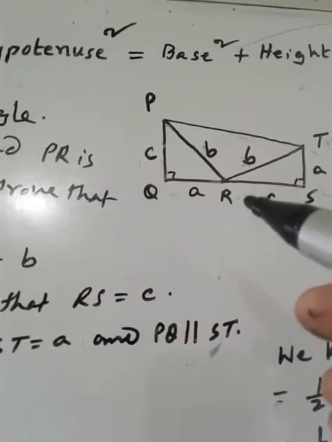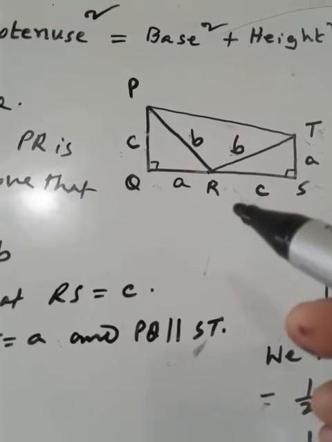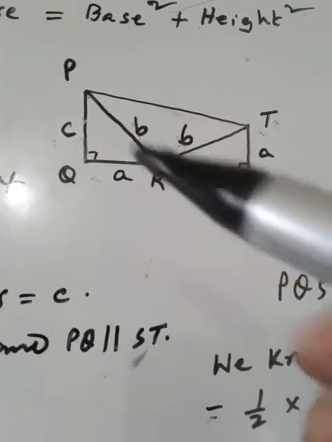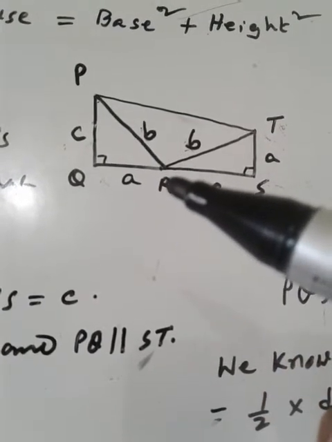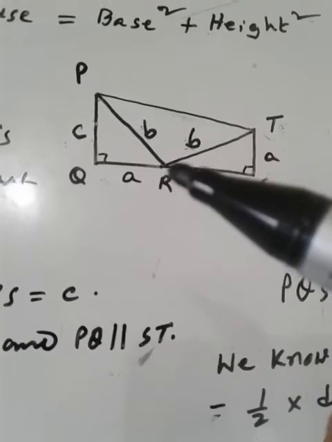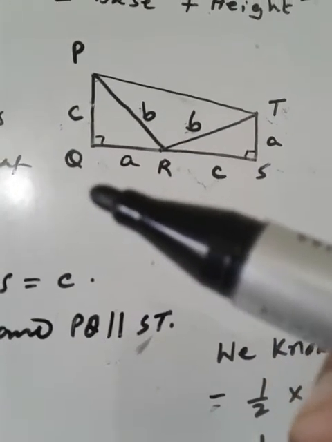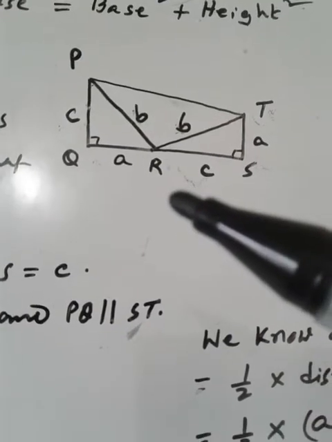PQR is a right angle triangle. PQ is height, QR is base, and PR is hypotenuse. We have to prove that PR square equals PQ square plus QR square.